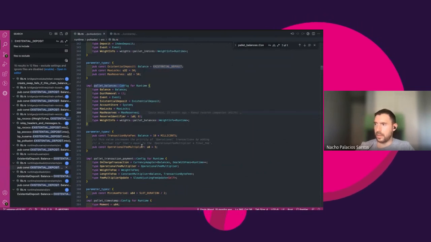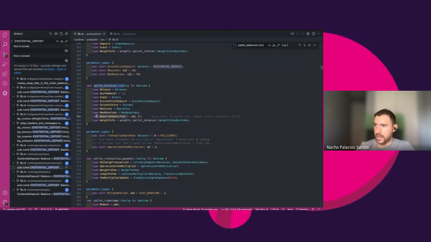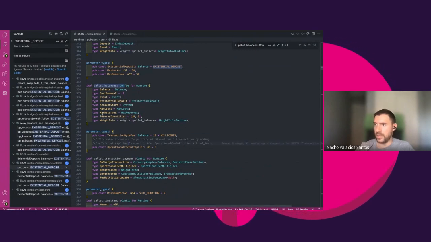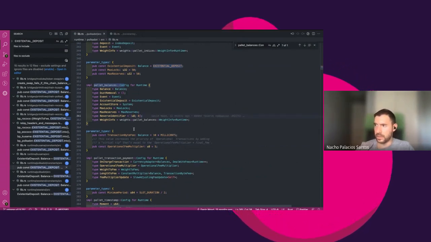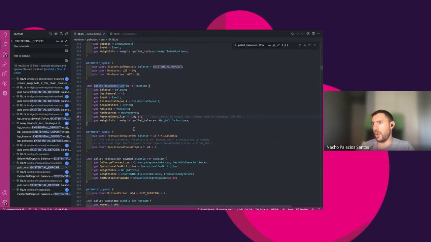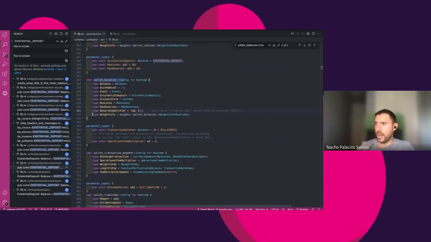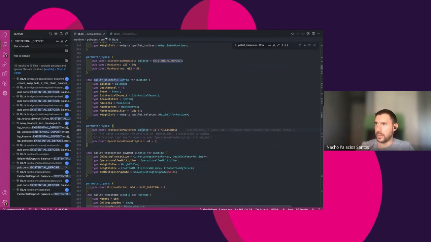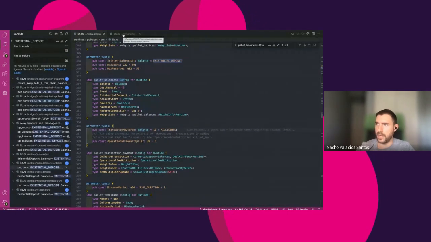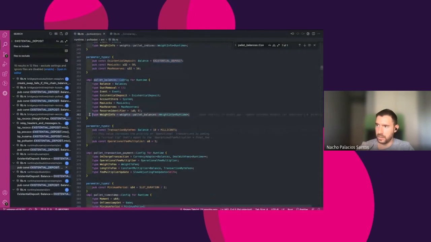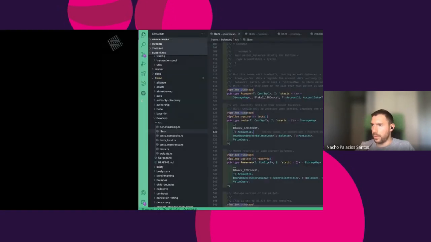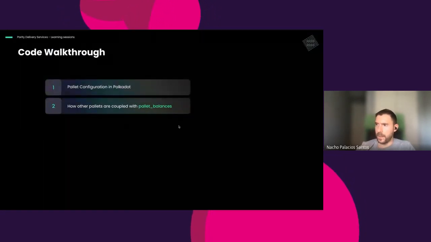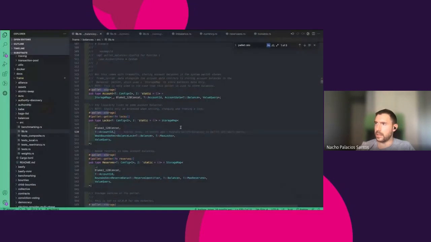Similar for max reserves. Reserve identifier is a pretty simple one. This is basically used when we want to give an ID for the reserves and the locks. What it's telling you is: use a string that is no longer than 8 characters. And then we have the type weight info. Not much to say about that, also common to a lot of pallets. Basically, we are injecting all the weights for the pallet balances methods.